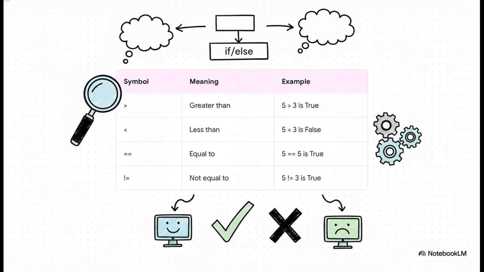They're actually super simple. You've got your greater than, your less than. Now pay attention to this one. Equal to is a double equal sign. That's really key in programming. And finally, not equal to. That's literally it. With just these four basic tools, a computer can compare pretty much anything.